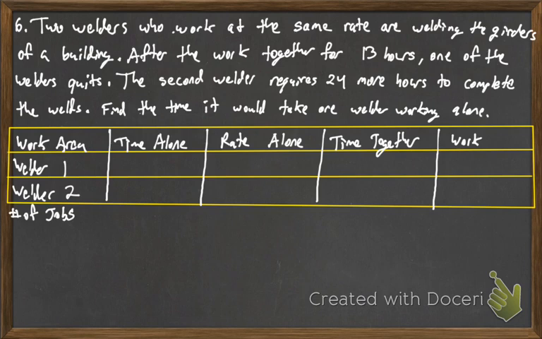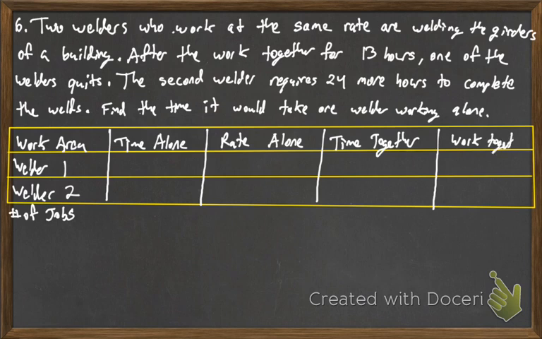Okay. So it says 2 welders who work at the same rate are welding the girders of a building. After they work together for 13 hours, one of the welders quits. The second welder requires 24 more hours to complete the welds. Find the time it would have taken one of the welders working alone to complete the welds. So we got welder 1, welder 2, number of jobs, same table as before. It's going to be slightly different because of the fact that they don't work the entire time together.